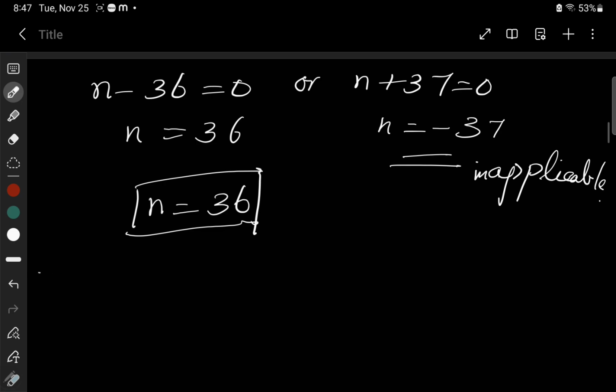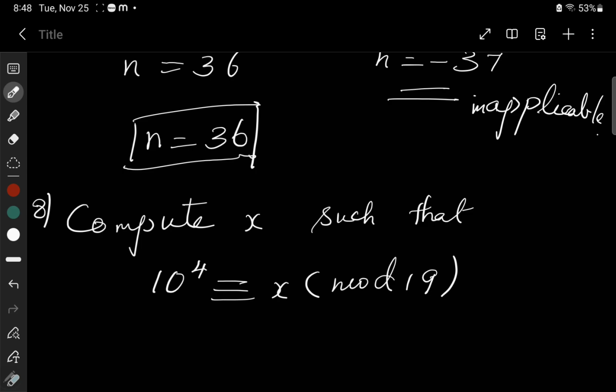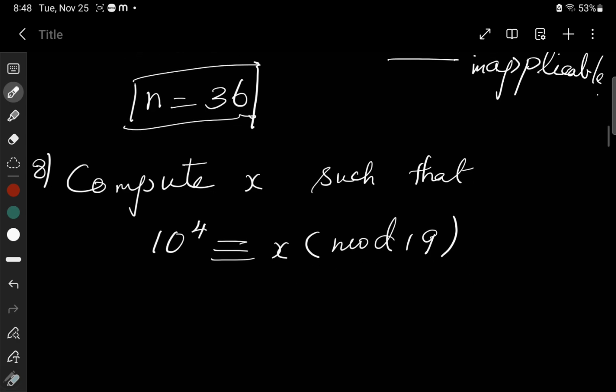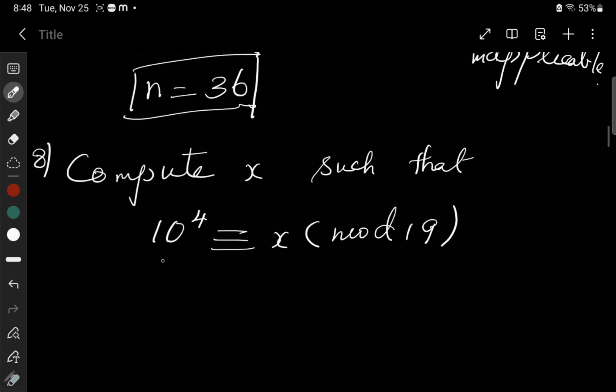Next question, 8th sum. Compute x such that 10 power 4 is congruent to x mod 19. So you have to divide this 10 power 4, actually 10,000 you will get. It is congruent to, if you divide by 19, what will you get?